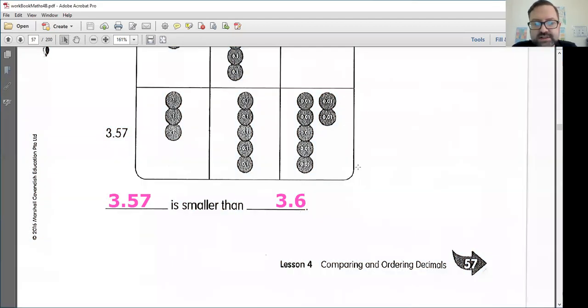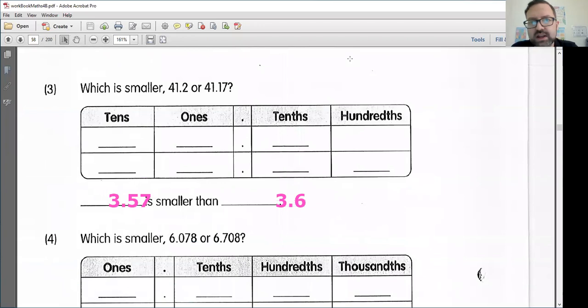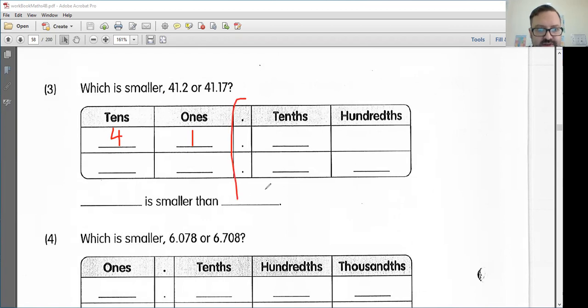All right, let's continue. Page 58. And I know we did some of this in class already. However, I just want to review and make sure that we understand this. All right, so here they want you to put these numbers into all their different place values here. Okay, so let's check out first. We have 41.2. We have a 4 in the tens column. We have a 1 in the ones column. Then we have our decimal points.